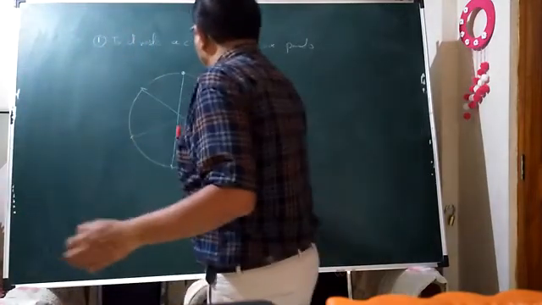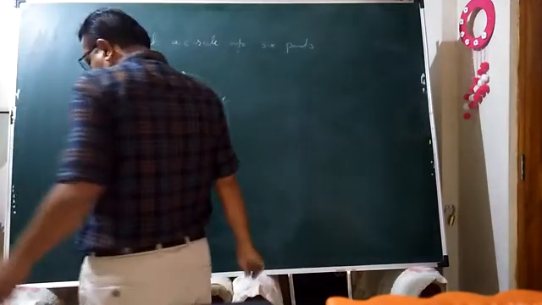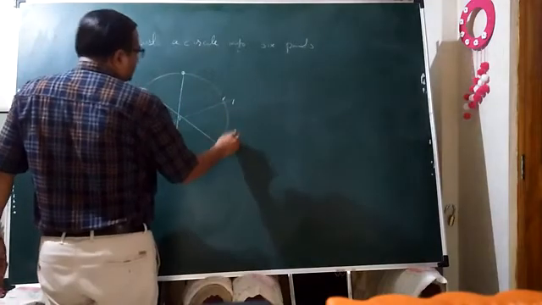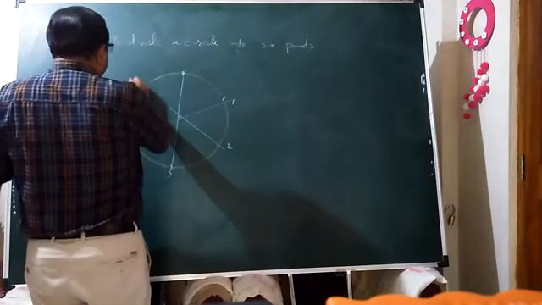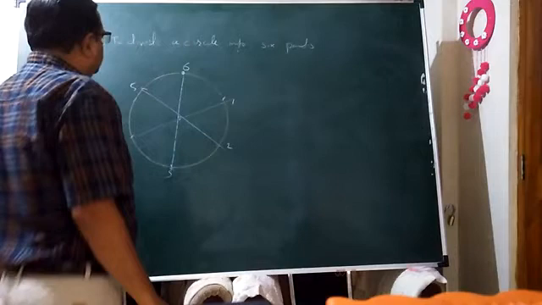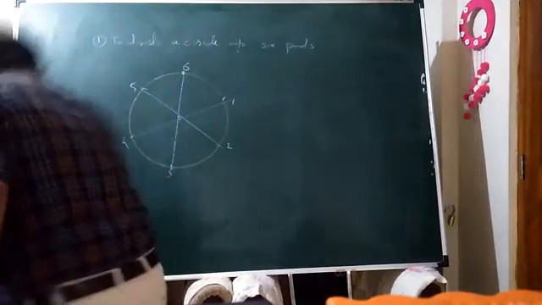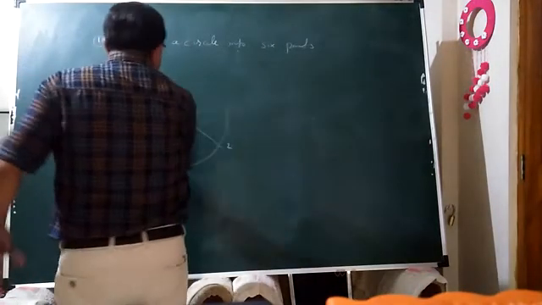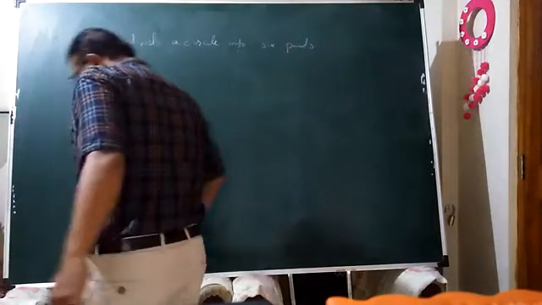Is nothing but the procedure of dividing a given circle into 6 equal parts. 1, 2, 3, 4, 5 and 6. Okay, now this is a very simple construction.